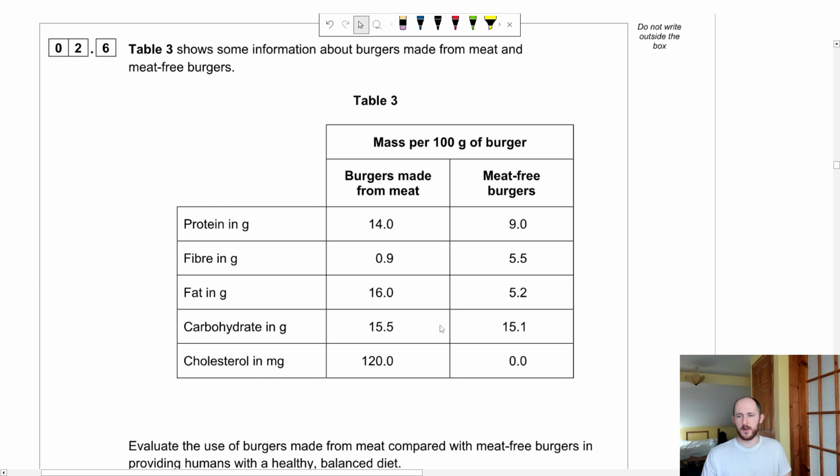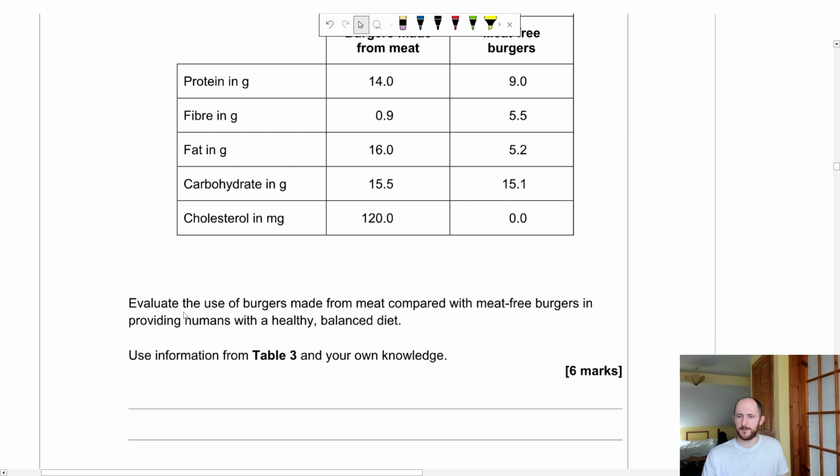Okay, now we're talking. We have some information about burgers made out of meat and meat-free burgers. So we have protein, we have fiber, okay, fat, okay, carbohydrates. And I do recommend reading through these. And then cholesterol. Damn, 0? Okay, fair enough. Evaluate the use of burgers made from meat compared with meat-free burgers in providing humans with a healthy, balanced diet. Okay, so what the hell does evaluate mean in terms of science?